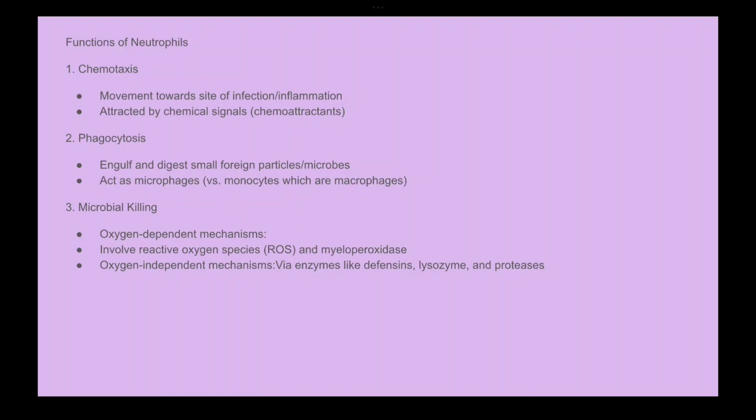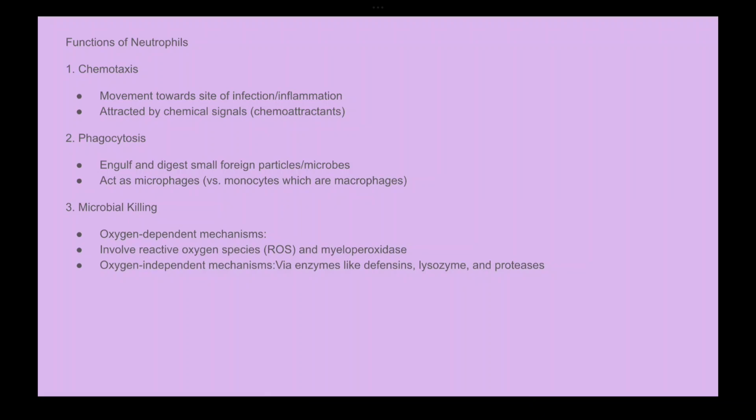The functions of neutrophils are chemotaxis, phagocytosis, and microbial killing. Chemotaxis is movement in response to the chemical signals that are causing infection or inflammation inside the body. So neutrophils move towards the infection-causing site and are attracted by the chemical signals produced by the microorganism. Phagocytosis is engulfing and digestion of foreign particles or microorganisms. It acts like macrophages, but in the case of neutrophils it is smaller compared to the macrophages, as in the case of monocytes.